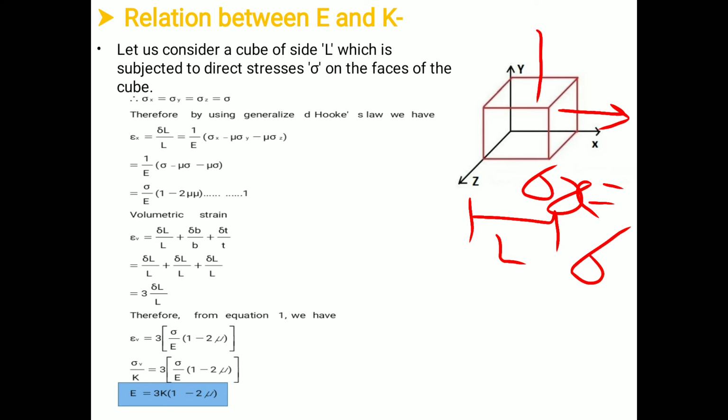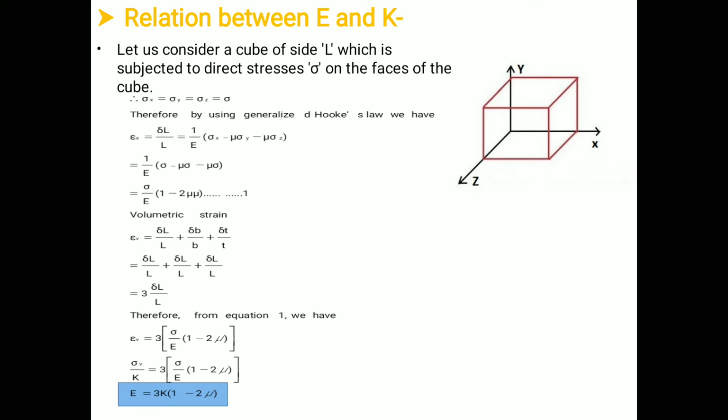In the same manner, the face along the y direction has the value of direct stress sigma y, which is equal to sigma, and the face along the z direction has the value of direct stress sigma z, which is equal to sigma. Therefore, we have sigma x equal to sigma y equal to sigma z, which is equal to sigma. Now we are going to apply the generalized Hooke's law to derive the relation.